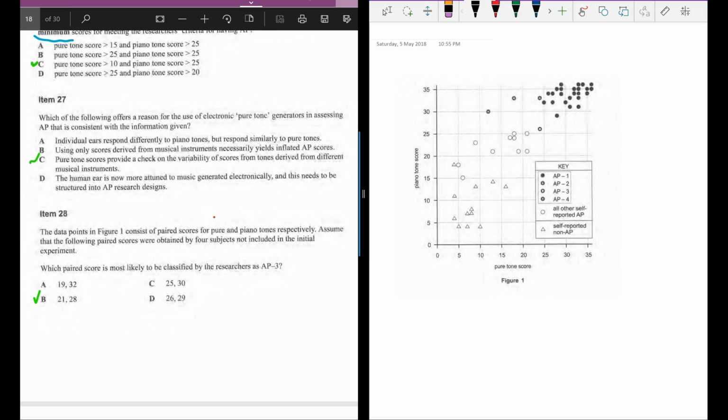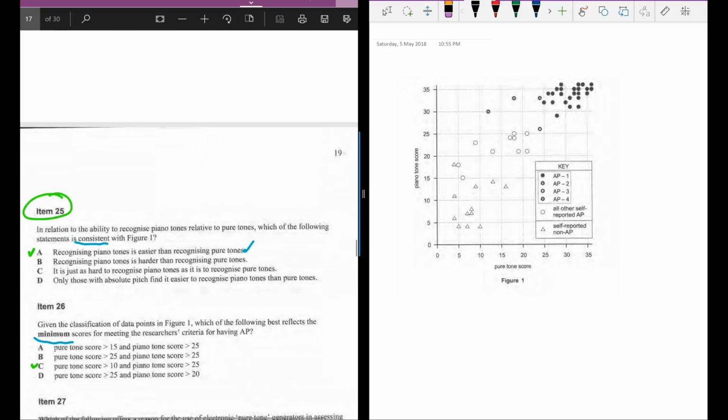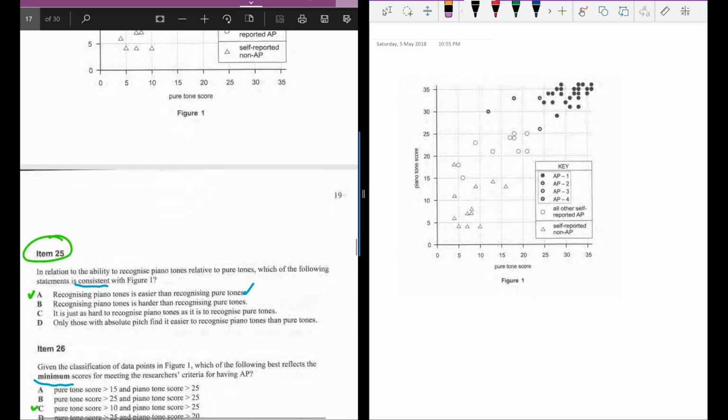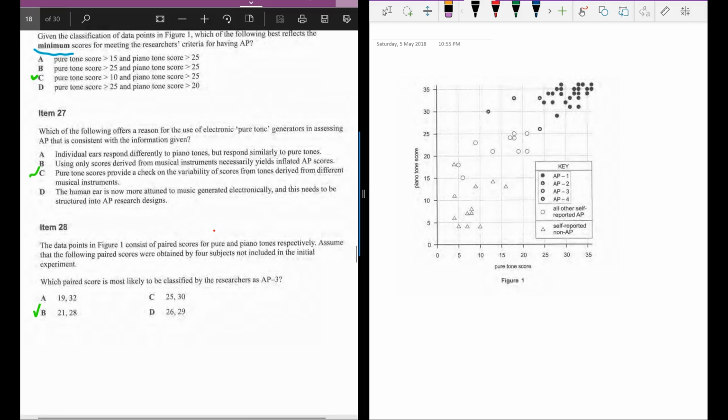Item 27. Which of the following offers a reason for use of the electronic pure tone generators in assessing AP that is consistent with the information given? Really important, based off of the information in the passage that's up top, which is all the way up this one here. So we've got 4 statements. Individual ears respond differently to piano tones, but respond similarly to pure tones. There's no information in the text to support that. Using only scores derived from musical instruments necessarily yields inflated AP scores. Well, there's no information to support that.